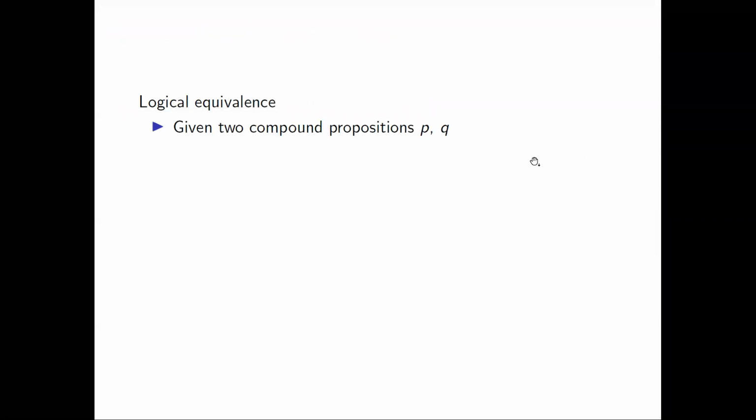So this term is logical equivalence. And the terms that we just talked about, tautologies and contradictions, these are terms that were describing a single proposition. This term, logical equivalence, describes two propositions. And if we're given two propositions here, I wrote compound propositions. They don't necessarily have to be compound. So one of them could be an atomic proposition.